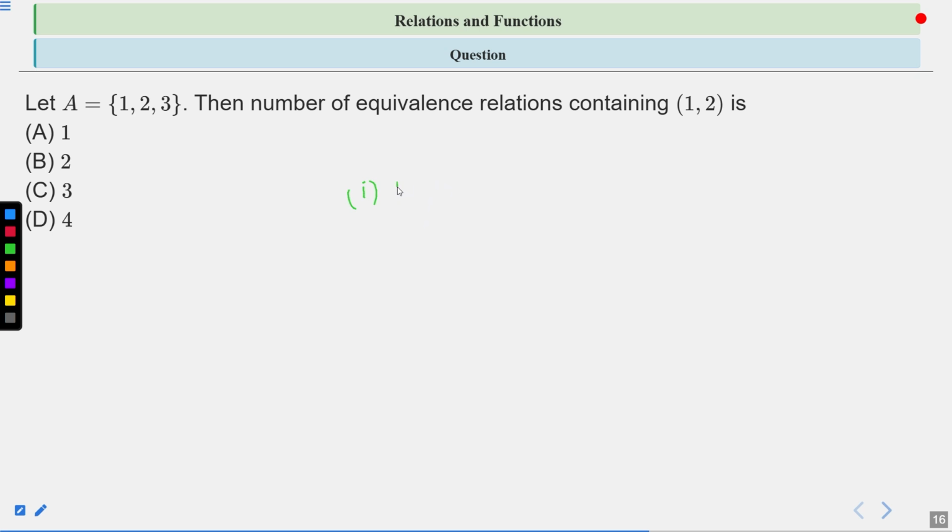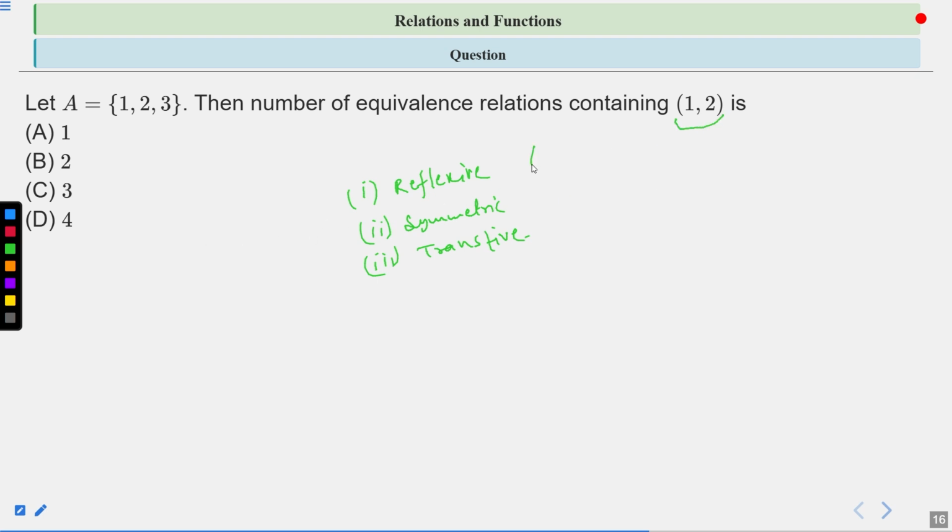For a relation to be an equivalence relation, it must be reflexive, must be symmetric, and must be transitive. All the three conditions must be satisfied. Got it. Now, since we have set 1 to 3, the relation must always contain 1 2.